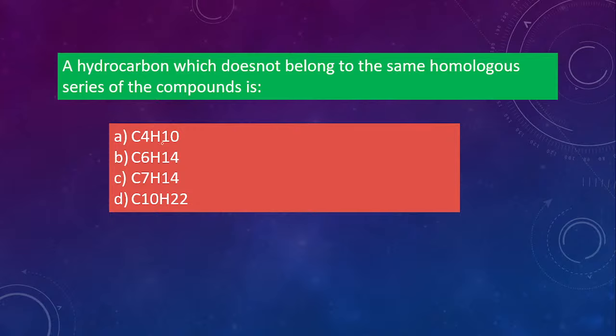So you see, here it is alkane, because no other functional group is there. So C4H10, C6H14, C7H14, C10H22. Okay, so your answer is option C, C7H14, because it is an alkene. CnH2n, right? These all are alkanes, the alkane family. This is not an alkane. This is an alkene. So this does not belong to the homologous series of the alkane family.